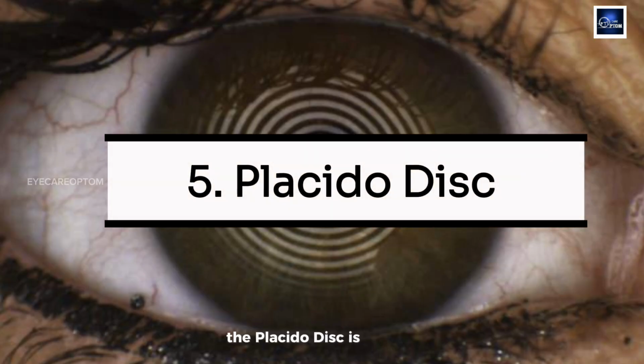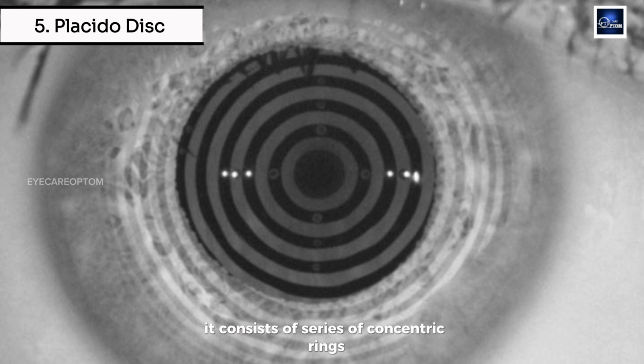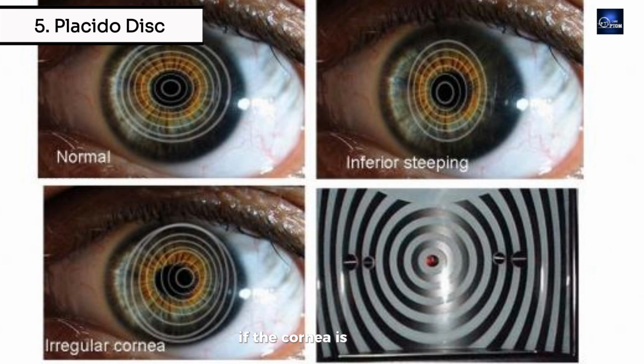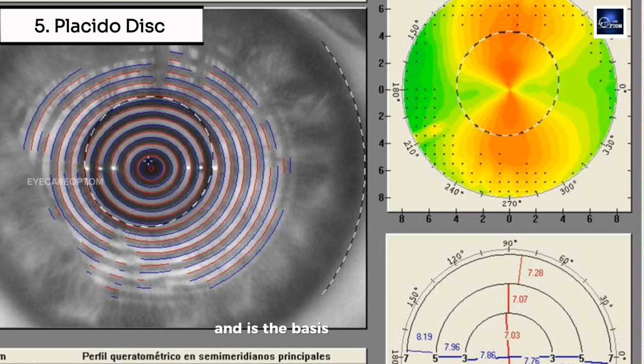The Placido disc is a simple but clever instrument used to assess the regularity and smoothness of the corneal surface. It consists of a series of concentric rings which are reflected off the corneal surface. If the cornea is smooth and regular, the reflected rings appear evenly spaced and round. If the cornea is irregular, distorted, or cone shaped, the rings appear distorted or uneven or compressed in one area. The Placido disc gives us a quick qualitative assessment of corneal surface regularity and is the basis of technology used in corneal topography.